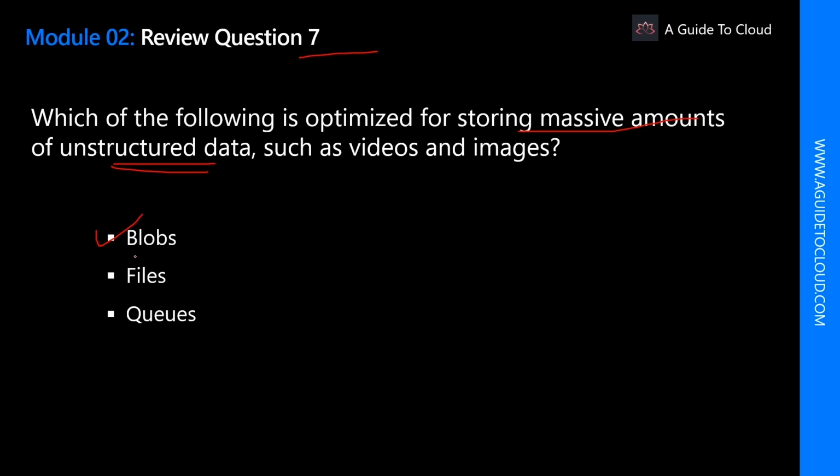So it's definitely not files. Files is where you create an SMB protocol file share. Queues is where you create applications which need messaging services. So the correct answer is blobs. Azure Blob Storage is Microsoft's object storage solution for the cloud. Blob storage is optimized for storing massive amounts of unstructured data such as text or binary data.